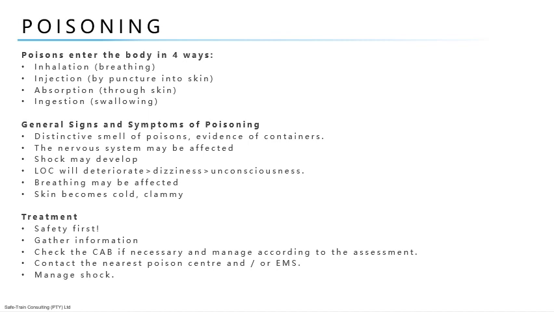General signs and symptoms of poisoning. Distinctive smell of poisons, evidence of containers. The nervous system may be affected, causing slurred speech or drooling, impaired vision, uncontrolled muscle spasms, loss of balance, or paralysis. Shock may develop within minutes, hours, or even days. Level of consciousness will deteriorate, for example, dizziness, unconsciousness. Breathing may be affected: difficult due to swelling, gurgling due to excessive saliva or fluids on the lungs. And the skin becomes cold, clammy.